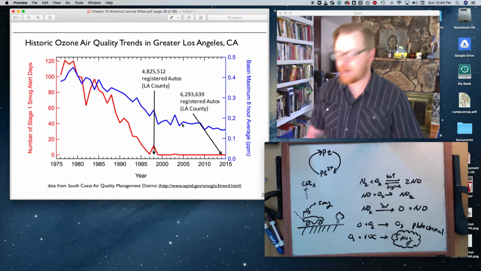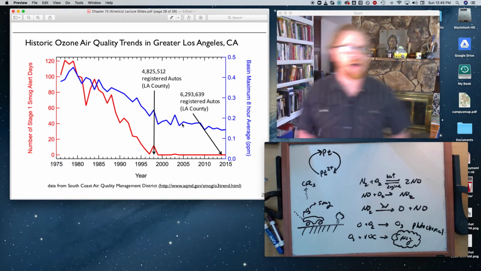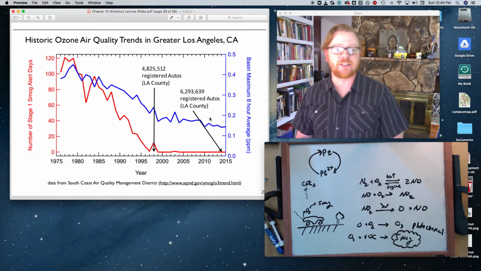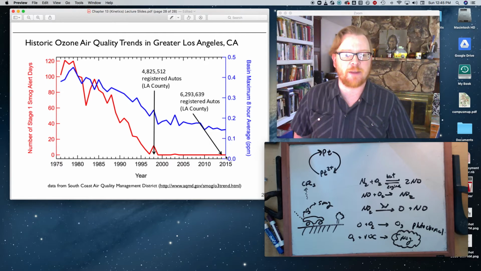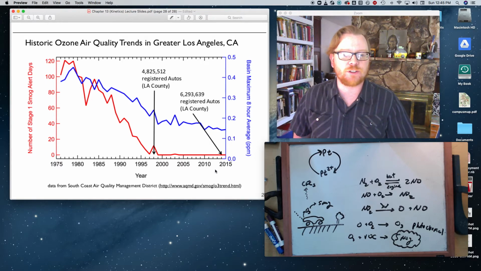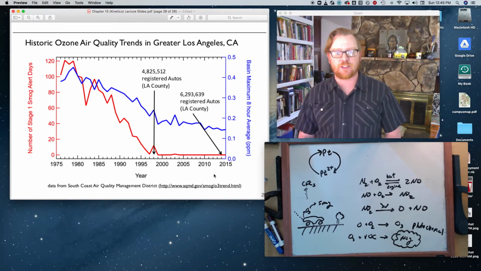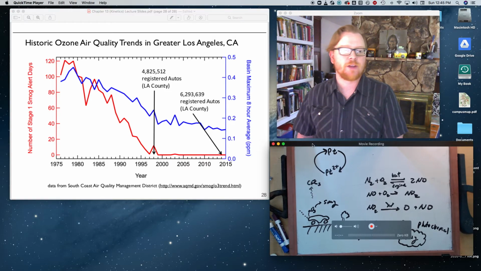So these are historic ozone air quality trends in Greater Los Angeles. This is all data that I downloaded from the internet. I haven't updated this graph since about 2015, so I'm about 5 years behind now. But what I want to describe to you, there's several things going on. So let me just walk you through this graph.